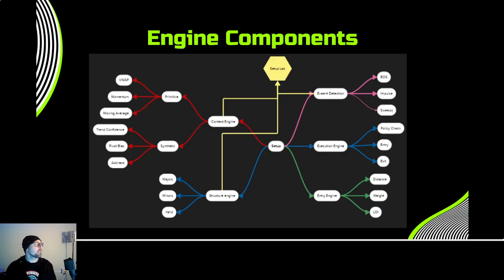The structure engine, what that is doing with the pivots that it detects, it goes through a promotion strategy. We get rid of invalid ones.